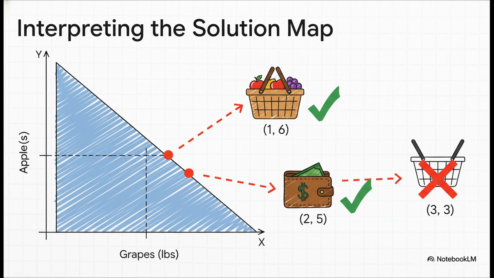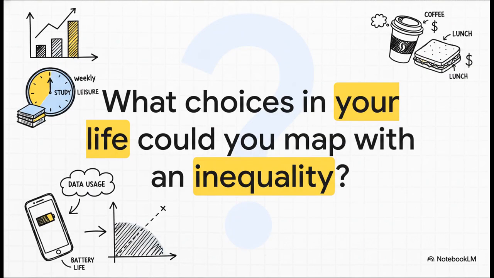Let's just pick a couple points to see what this map is telling us. See the point (1, 6)? That means 1 pound of grapes and 6 pounds of apples. It's deep in the blue zone, so yeah, you can afford that. Now how about (2, 5)? That point is right on the line, our solid fence. That's a solution too. It means you can buy 2 pounds of grapes and 5 pounds of apples, and you'll spend exactly $10. Perfect.